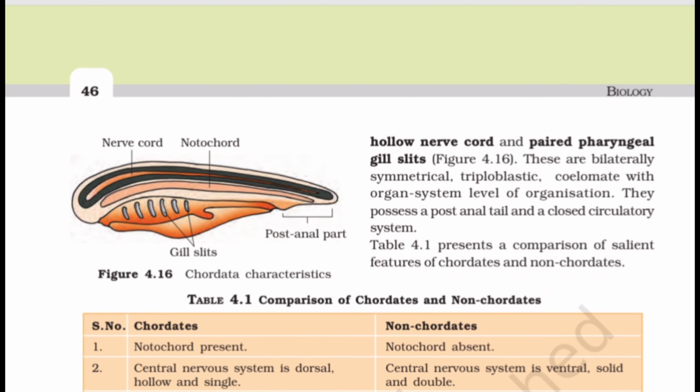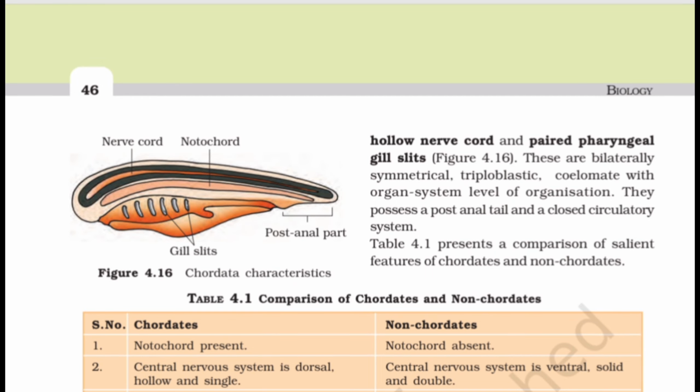Here in the figure 4.16, we can see the chordata characteristics. On the dorsal side, we can see a nerve cord. Then next to that, we can see a notochord. Then we can see some gill slits and a post-anal tail part.